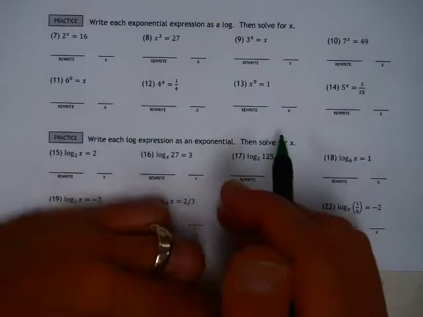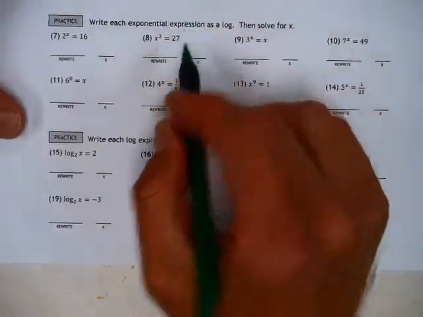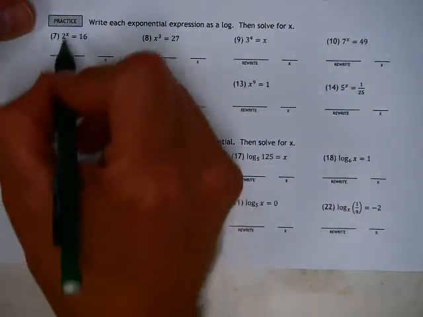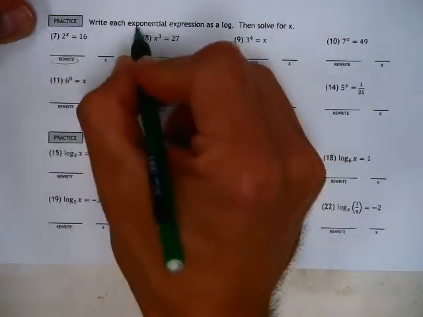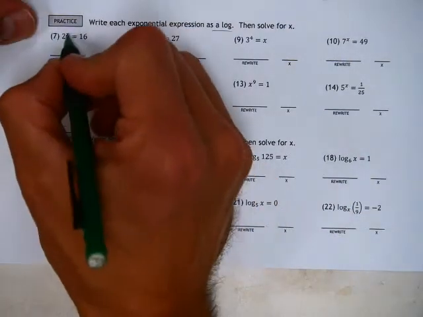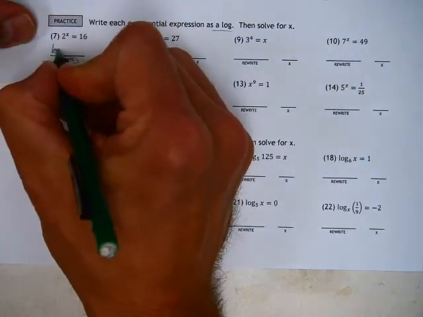Okay. We're going to apply that to this section here. We're not going to do them all, or I'm not going to do them all. You will, of course. But to rewrite each exponential as a log, that means we're going to take this concept that we discovered early on here, and we're going to rewrite it as a log with a certain base.